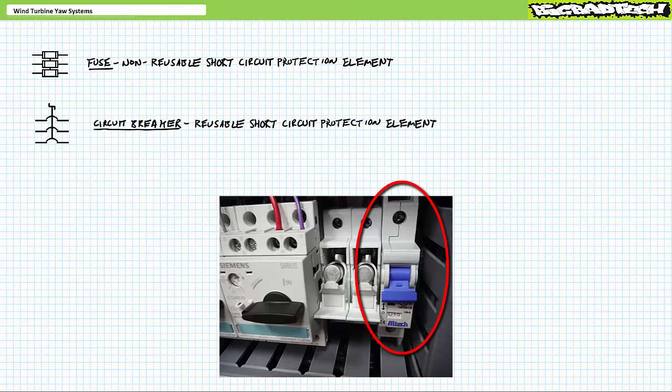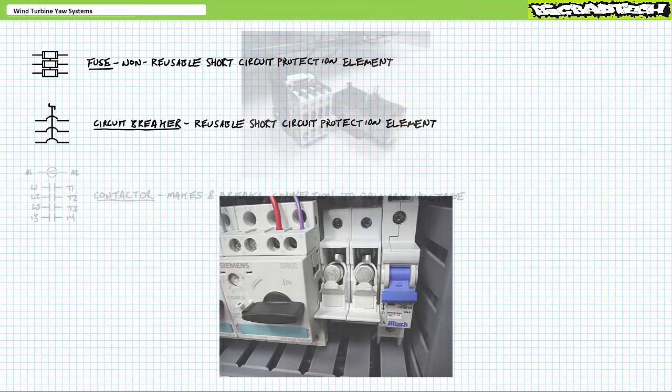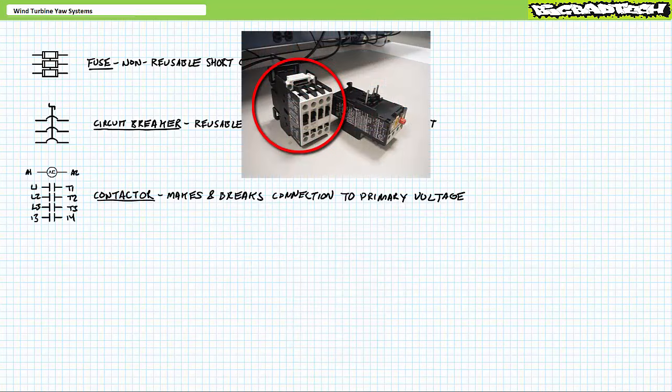Circuit breakers, in contrast, are essentially switches that open and stop current flow when they detect a surge of current above a specified value. As with fuses, they are a means of protecting the load and electrical distribution system from damage in the event of a short circuit or other undesirable fault. Circuit breakers, in contrast, are reusable protection elements. A contactor is a means of making and breaking connection to primary voltage.